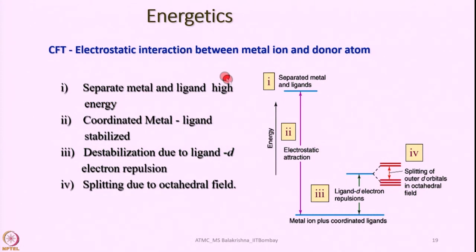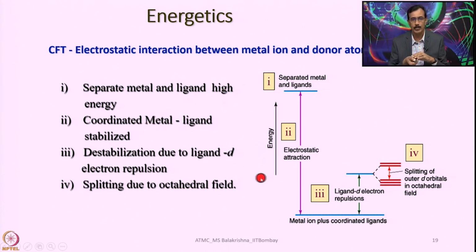So, that is depicted in this diagram. Electrostatic interaction between metal ion and donor atom is what crystal field theory says. For example, separated metal and ligands have high energy, and coordinated metal and ligand are stabilized to here, and then there is destabilization due to ligand d electron repulsion. Always when the metal to ligand bonds are established, the energy would tend to decrease, but on the other hand the electrons that are already present in the metal atom would experience repulsive forces. As a result, again energy is elevated, and further splitting due to octahedral field is shown here.